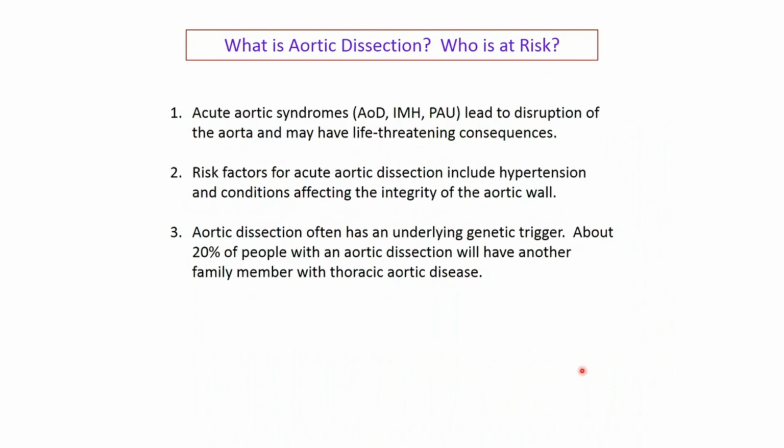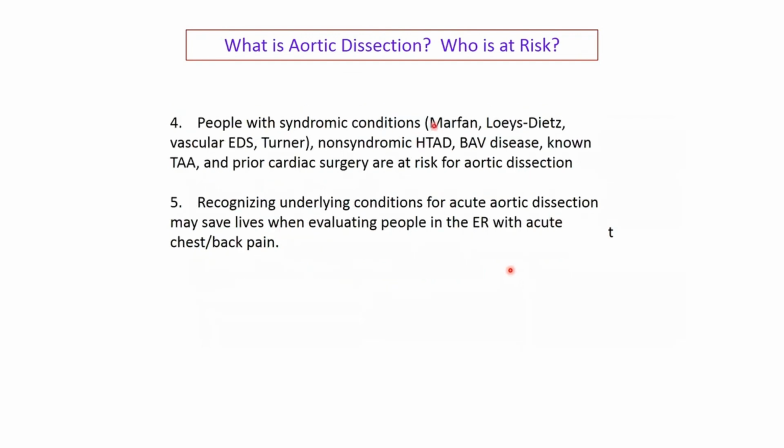Risk factors for dissection we reviewed today include hypertension and conditions which affect the integrity of the aortic wall. Remember, aortic dissection often has an underlying genetic trigger, so screen first-degree relatives of the individual with dissection and ask about a family history when you're seeing the individual who could possibly have thoracic disease or aortic dissection. Those that have recognizable syndromes are at risk, as are those with prior aortic surgery and aneurysms. And when one recognizes these conditions that are associated with dissection, you can save a life when evaluating someone in the emergency room with an acute chest or back pain syndrome.